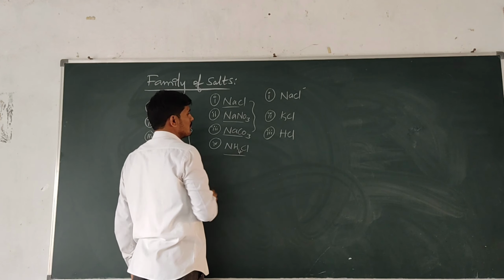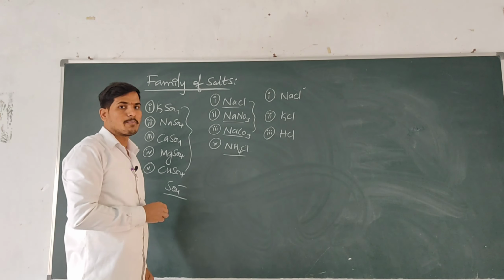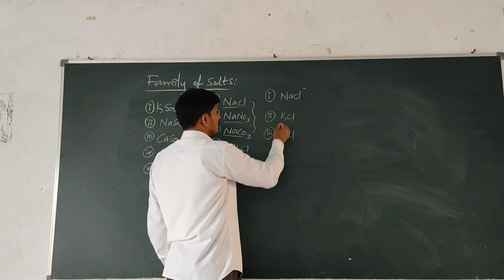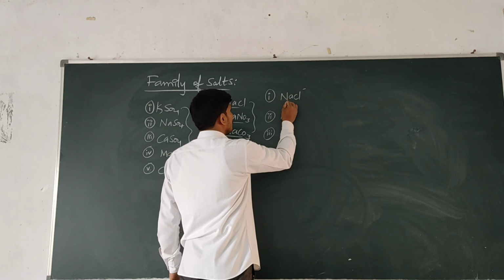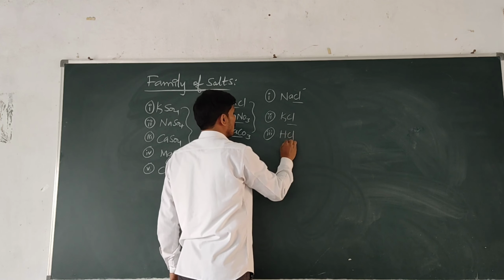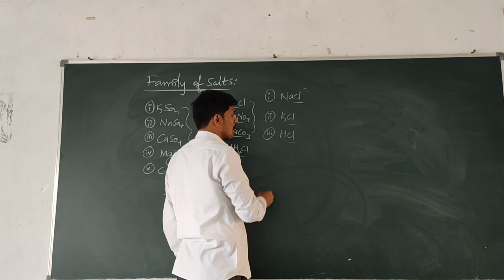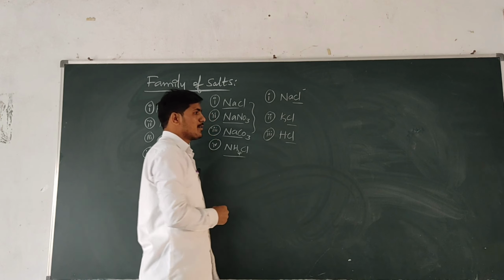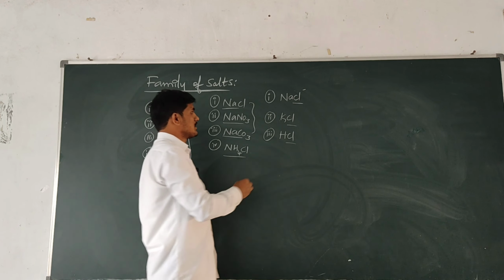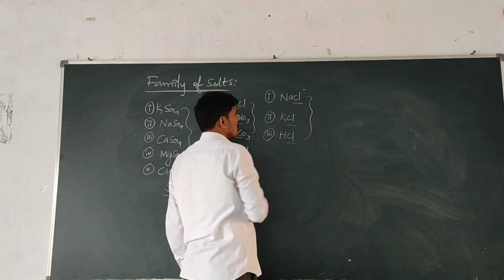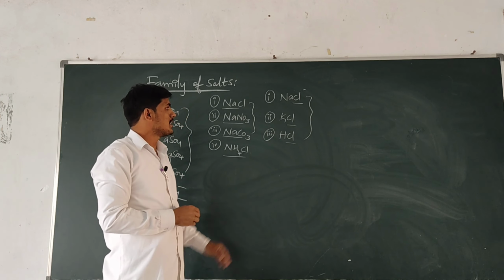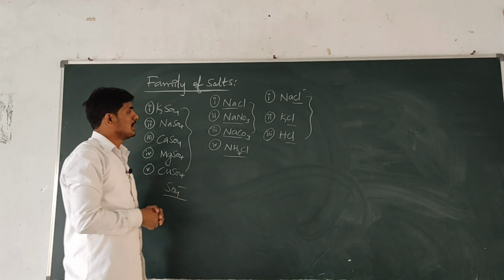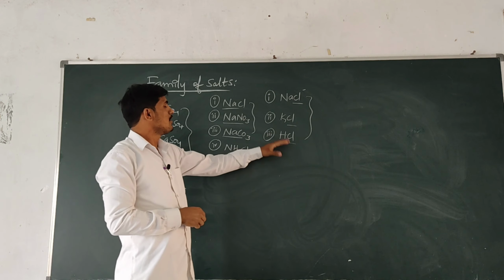Okay, sodium, this family is called the sodium family. Next, in this third one, it has chlorine. First one sodium chloride, here potassium chloride, HCl means hydrochloric acid. In these three compounds chlorine is common, so it is said to be the chloride family.